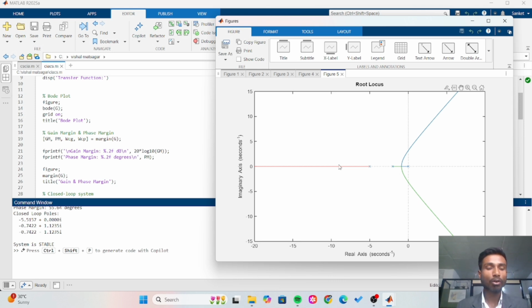So the final conclusion of this simulation: in conclusion, the system was successfully analyzed using this MATLAB code. The Bode plot helped determine the gain margin and phase margin. The closed loop response confirmed the system stability. It was observed that increasing gain improves speed but reduces stability margins. Therefore, proper gain selection is important for a stable system. So here we see that our system is stable.